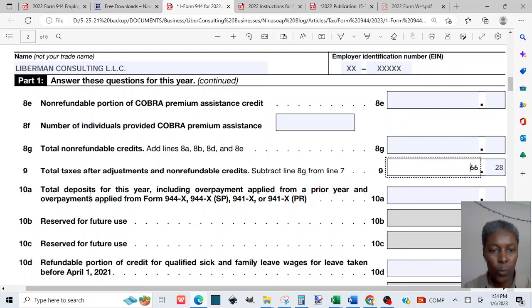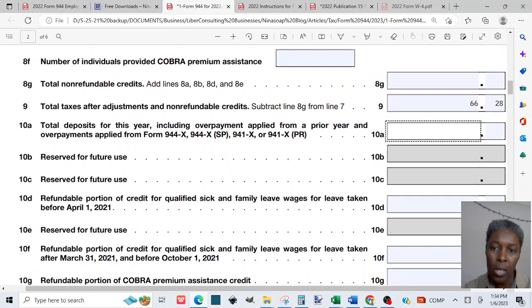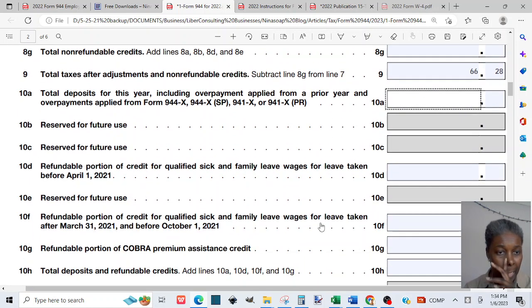Line 10, total deposits during the year. So if you made deposits during the year, or there is an overpayment from last year that you want to apply to this year and they held it for you, you put that amount on line 10A. If you make deposits during the year, you'll put that amount on line 10A. In our case, we didn't make any deposit, so it's going to be blank. Line 10B, we are not going to put anything there.